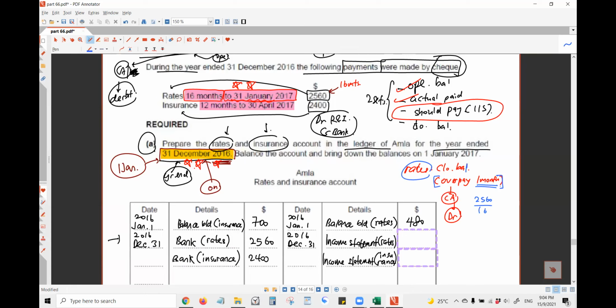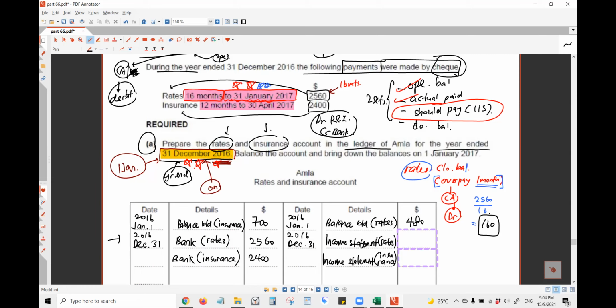Once again, how to find the 1 month? Compare this day with the year end. AMLA has paid all the way until January 31st, 2017, which is 1 month extra beyond the year end. Now let's calculate. What amount is this? $160.